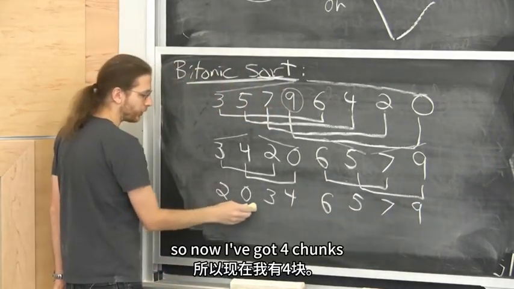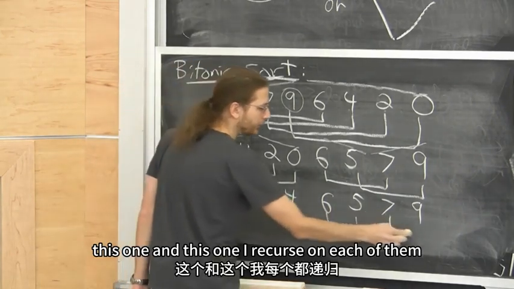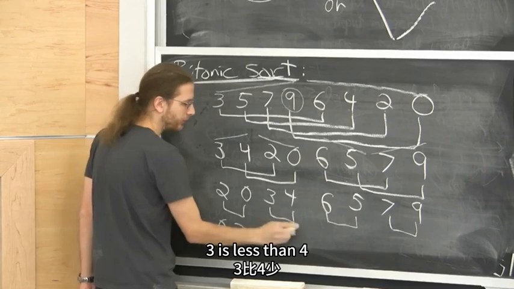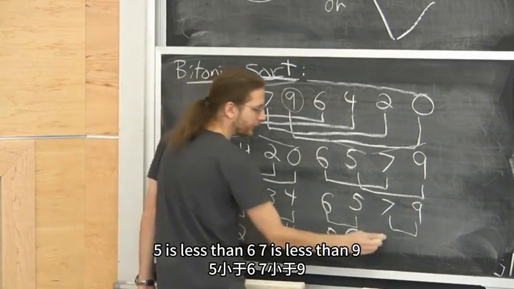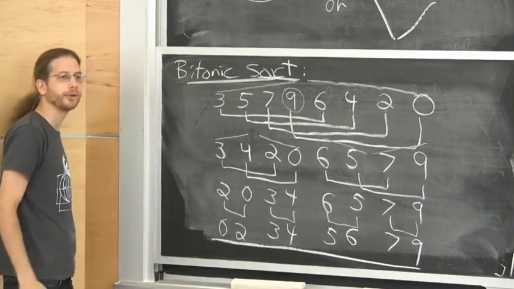So now I've got 4 chunks. This one, this one, this one, and this one. I recurse on each of them. So 0 is less than 2. 3 is less than 4. 5 is less than 6. 7 is less than 9. And now I have all my items in sorted order.